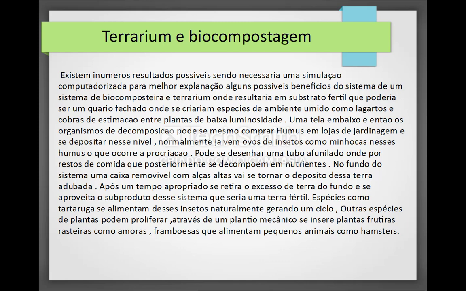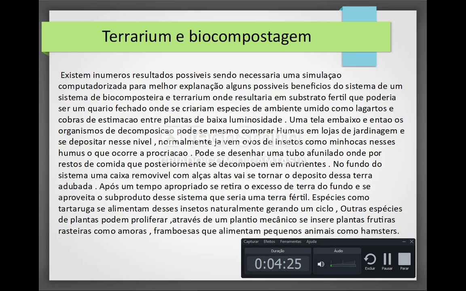After an appropriate time, the excess soil is removed from the bottom, and the byproduct of this system, which would be fertile soil, is used. Species such as turtles feed on these insects naturally, generating a cycle. Other species of plants can proliferate through mechanical planting, creeping fruit plants such as blackberries and raspberries that feed small animals such as hamsters.